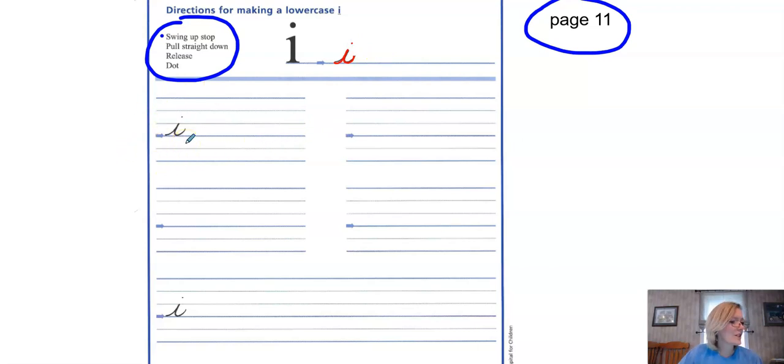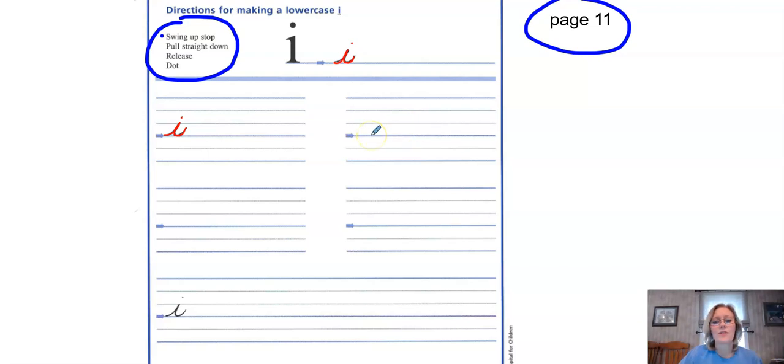Okay. So name this letter while you trace it. I. Remember to trace down nice and straight, release, and dot. Let's go next door. Say the name while you make another copy.